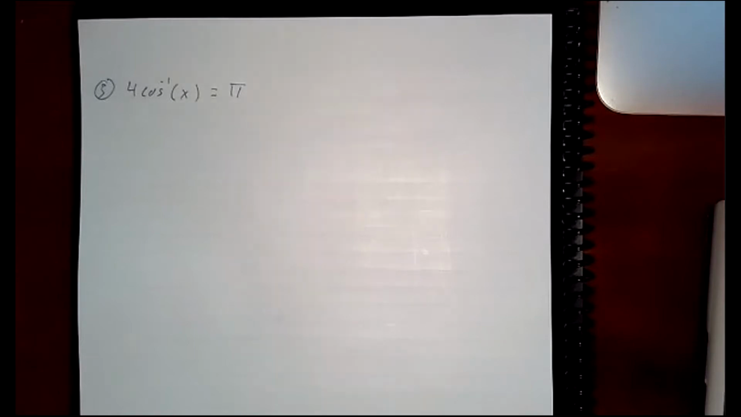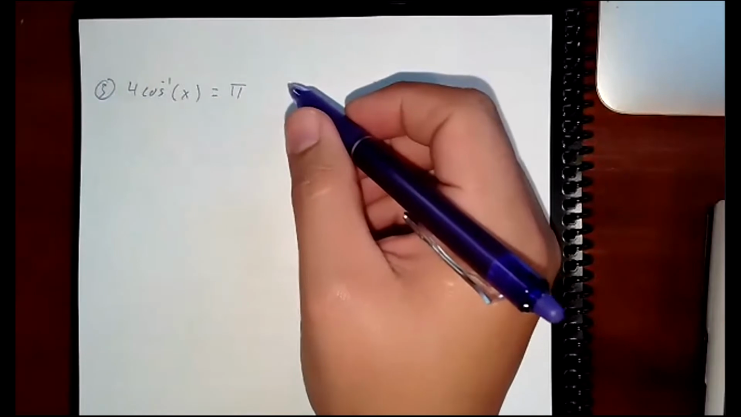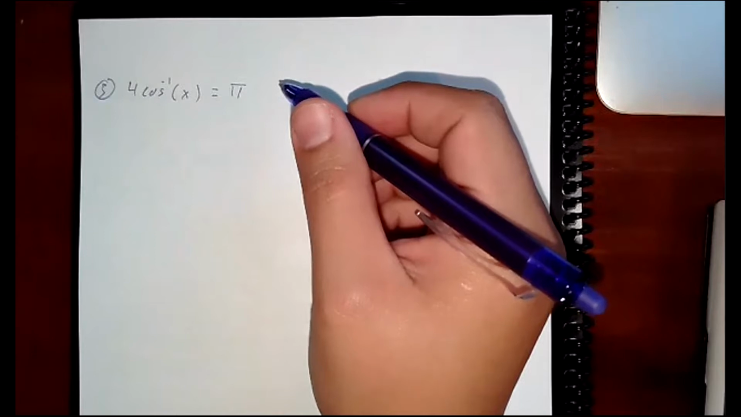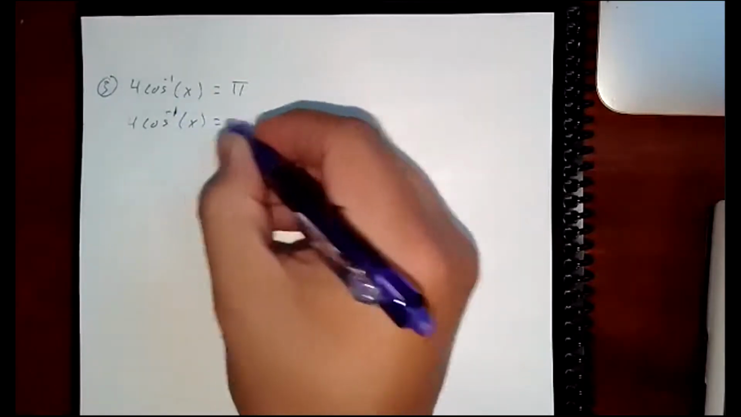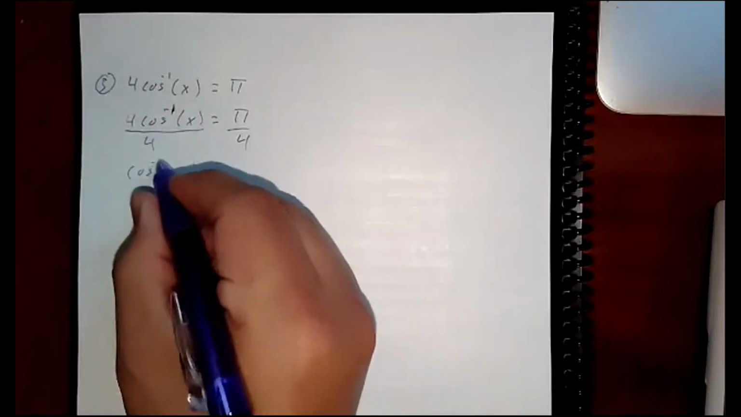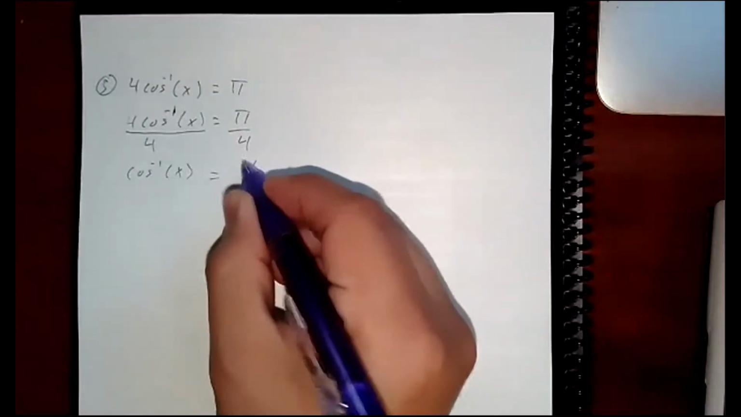All right, so here we just introduced the cosine function to cancel cosine inverse. So the question is find the exact value for x. So solve this equation and get an exact number. We do not want the calculator answer. So you would divide by 4 on both sides, right? And isolate cosine, kind of like we did earlier. Okay. So then you get cosine inverse of x equals pi over 4.